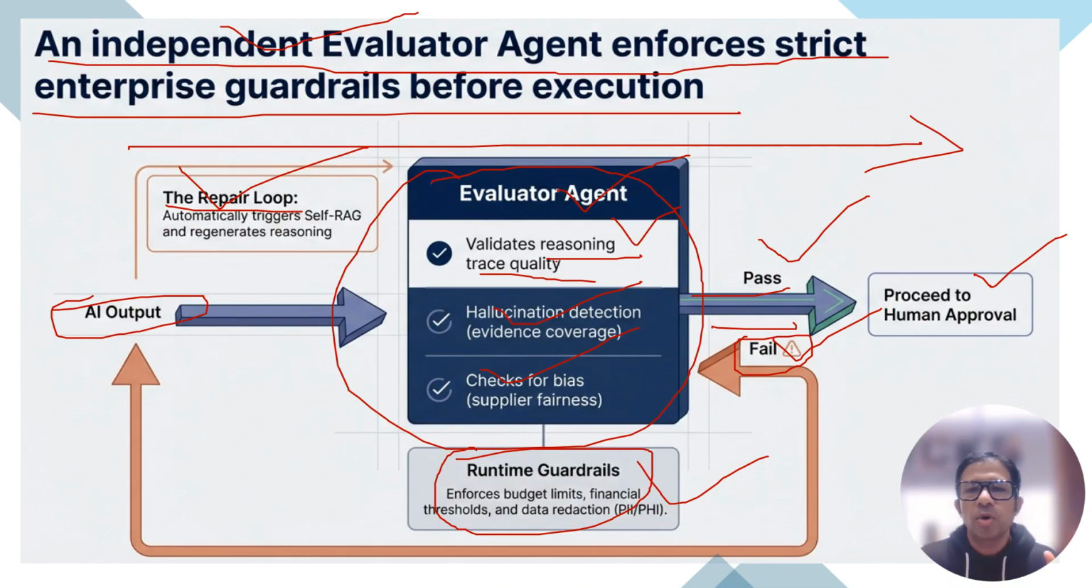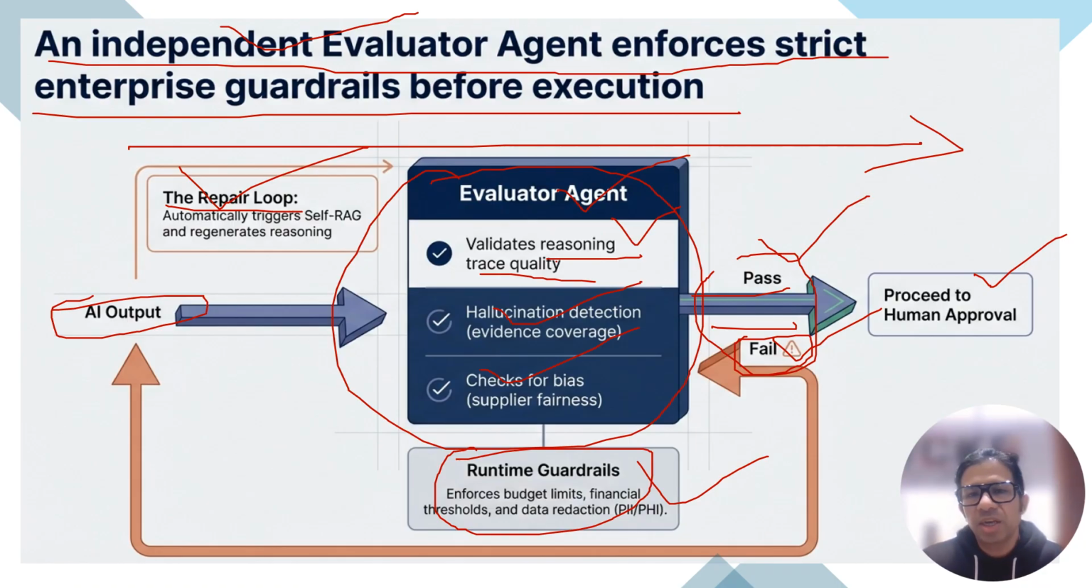The repair loop automatically triggers self-reflection and regenerates reasoning. Meaning, if evidence is missing, it retrieves more. If context is incomplete, it expands context. Then it generates again and rechecks. That loop is what makes the system safe enough for enterprise.